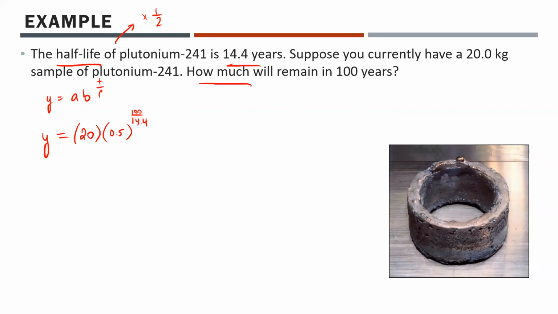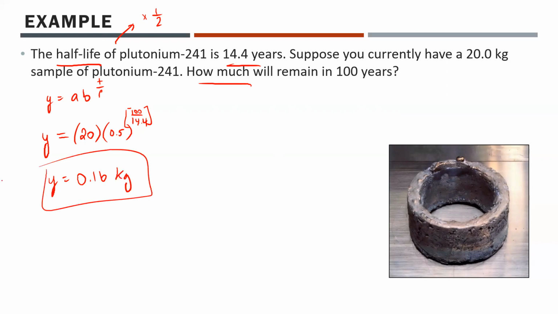20 times 0.5 to the power of this. Really, you'll want to put that in brackets when you put it in your calculator, of course, to the power of 100 divided by 14.4. This is going to give us y equals 0.16. And that's not a typo. That is correct. 0.16 kilograms.